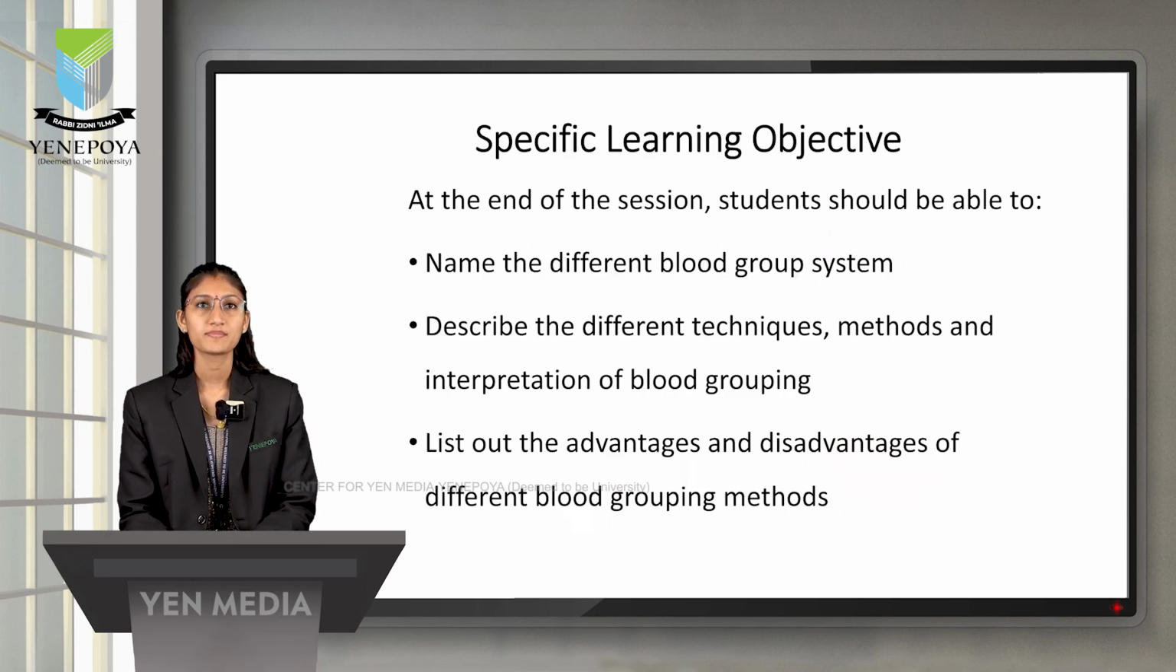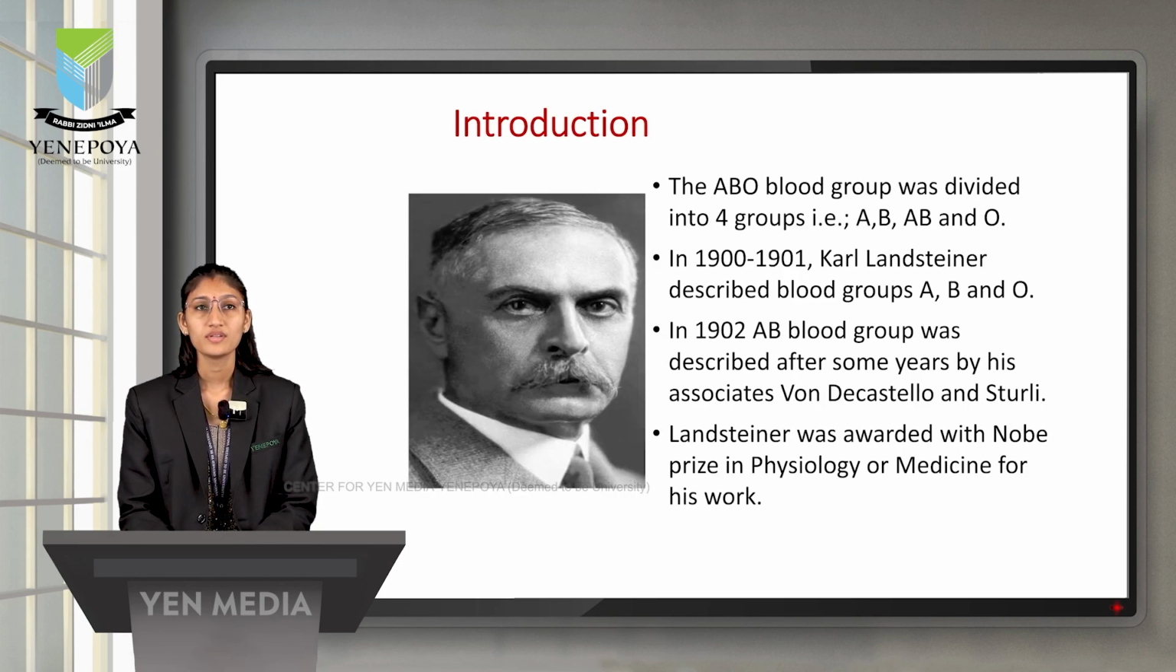So we will see what the specific learning objectives of this topic are. At the end of the session, students should be able to name the different blood group systems, describe the different techniques, methods and interpretation of blood grouping, and list out the advantages and disadvantages of different blood grouping methods. We will move on to the introduction.